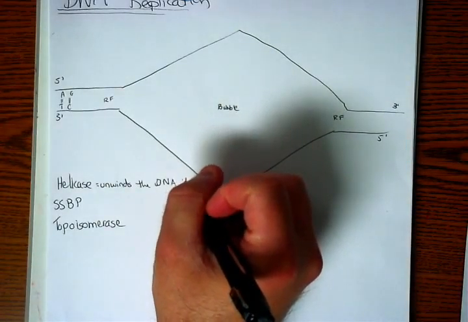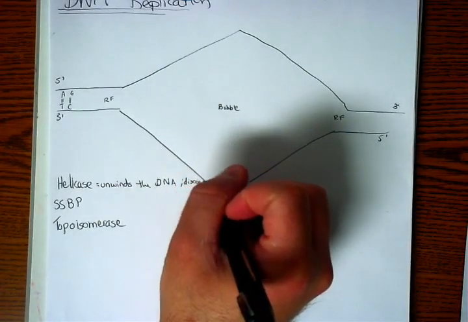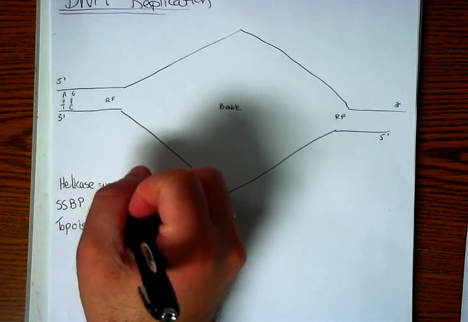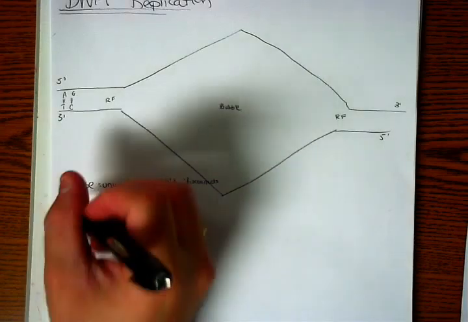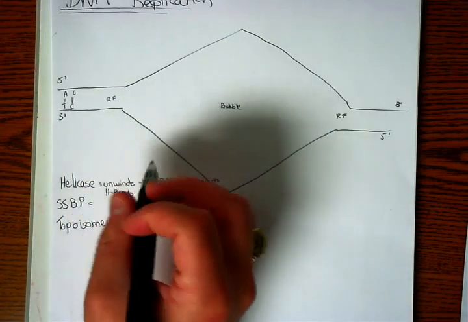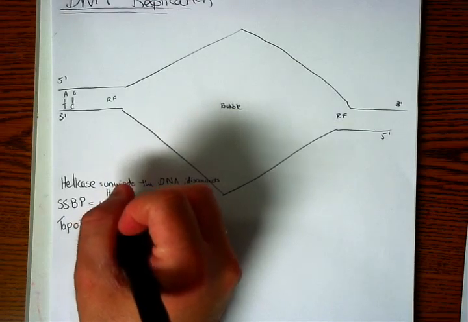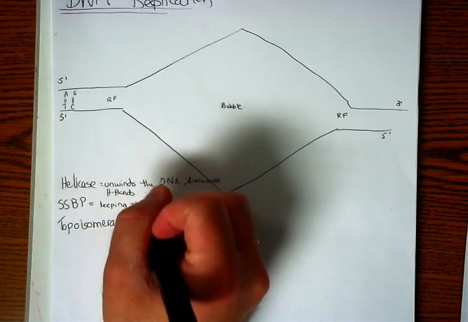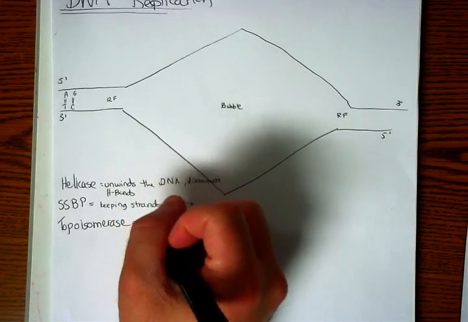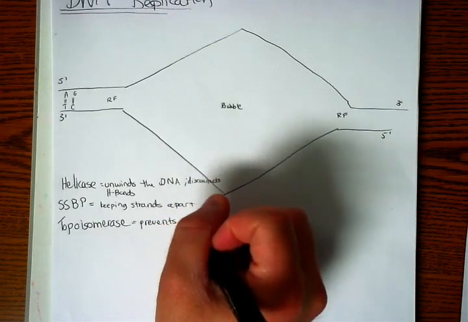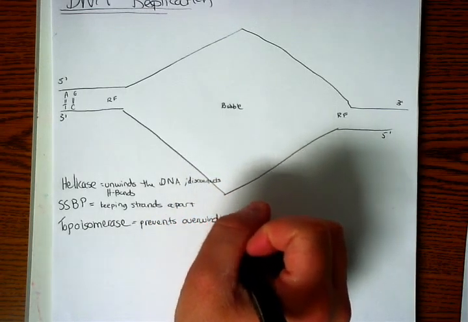It also disconnects the H bonds between the bases. SSBP stands for what? And this is going to help keep the two strands apart. And what about topoisomerase? What does it do? It prevents an overwinding or an underwinding.